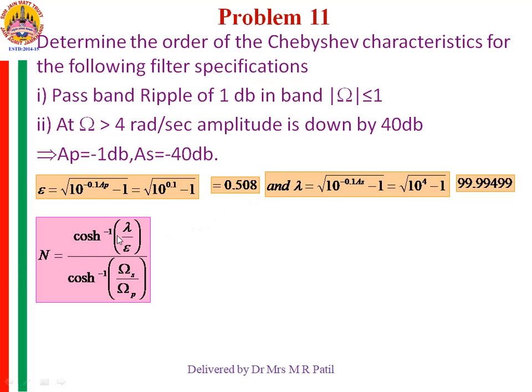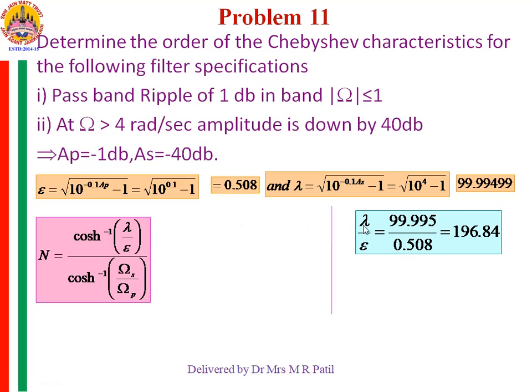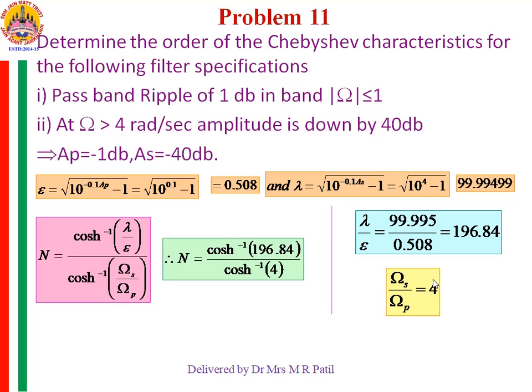So n is cosh inverse of lambda by epsilon divided by cosh inverse of omega_s by omega_p. So lambda by epsilon, let us find the ratio. 99.99 divided by 0.508. So you'll get 196.84. Omega_s by omega_p is 4.